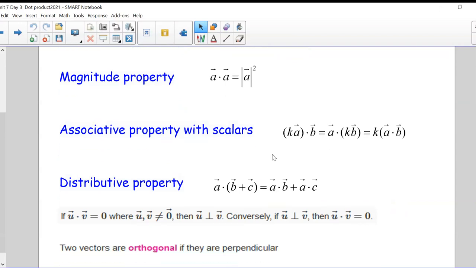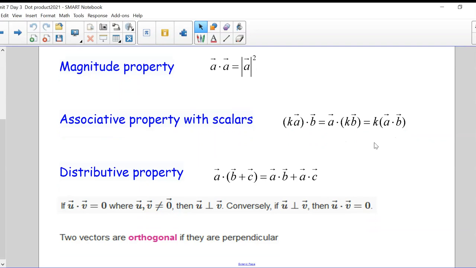Okay, associative property with scalars. Now, if I took a vector and multiplied it by a scalar, then multiplied it by another vector in a dot product, then I would get the same answer as multiplying that scalar by the second vector and then multiplying by the first. Or if I multiply the two together in a dot product and then multiply the final result by the scalar, all three of them will be the same.